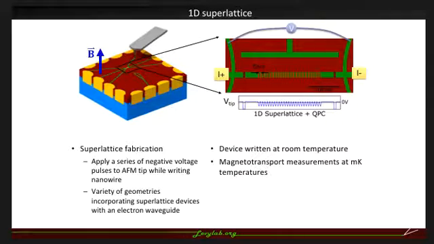And so these devices are written at room temperature in the AFM and then placed in a dilution refrigerator where they're cooled to millikelvin temperatures, and we can perform magnetotransport measurements. And so we can apply an out-of-plane magnetic field and then also tune the chemical potential of the device by applying a voltage to a local side gate, which is also created using this conductive AFM lithography.